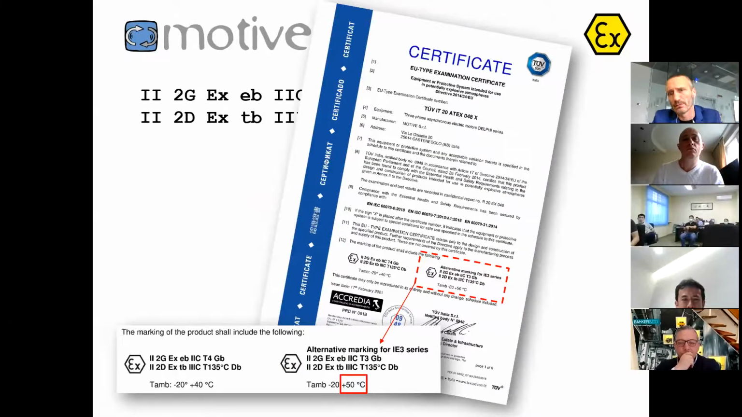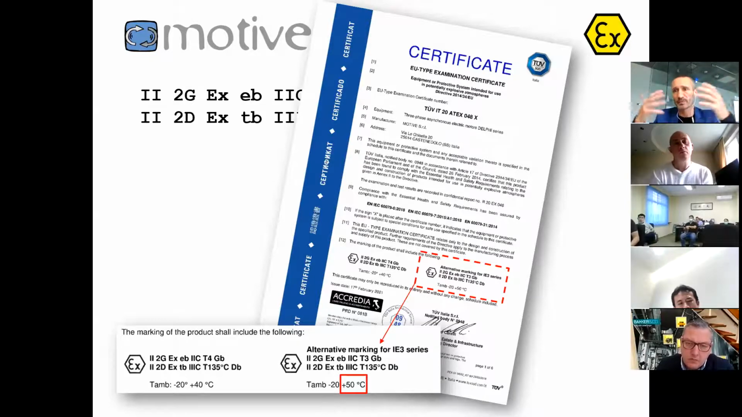One of the last things that we added was the answer to some clients, mainly in the Middle East, asking us, may I install your motor in an ambient of 50 degrees? If the ambient was hotter, the motor was also going to become hotter because of its normal temperature rise. Therefore, we couldn't use the old certificate, which was suitable only for temperatures up to plus 40 degrees.